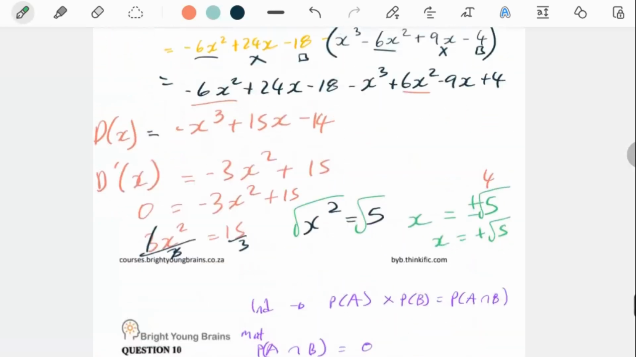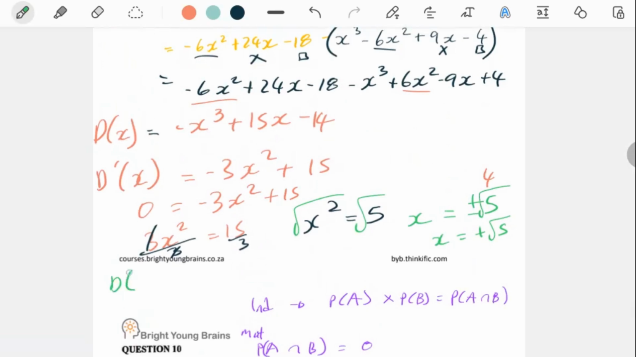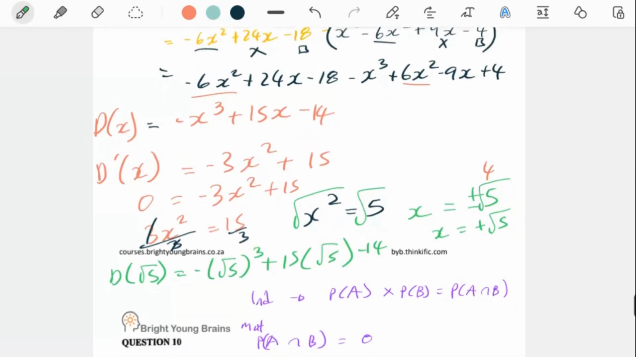So to calculate the maximum distance itself, you have to take your distance formula, put square root of 5 in there. The distance formula is this one, you see. Negative square root of 5 cubed plus 15 square root of 5, and then minus 14. So, okay, square root of 5 cubed, right? Square root of 5 cubed as a negative is what you're going to have in the front there. Let's see here. Just give me a moment.